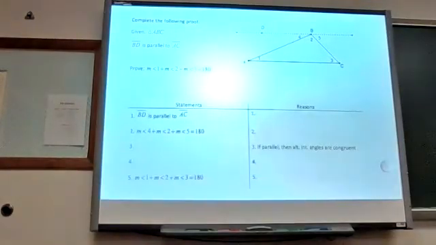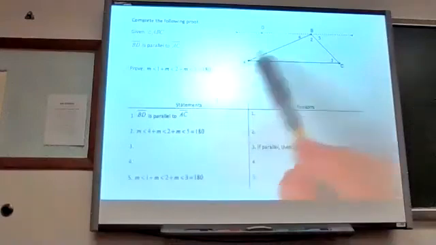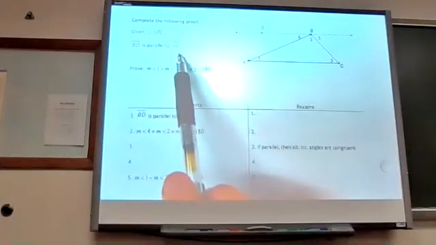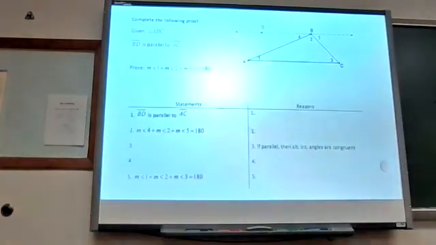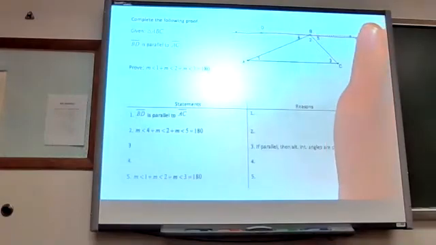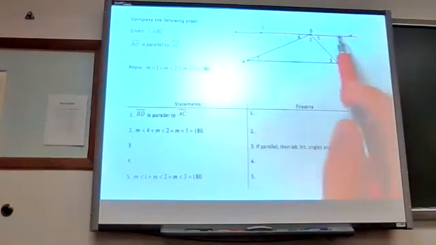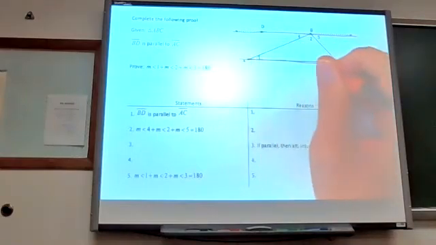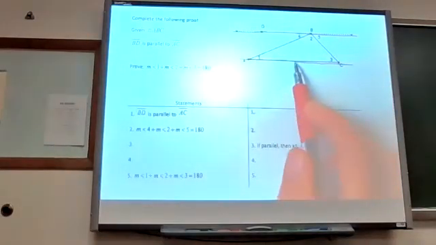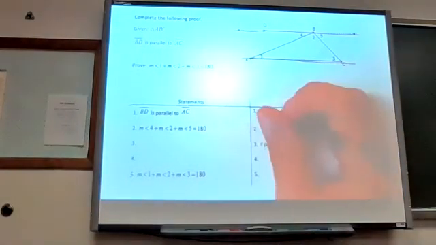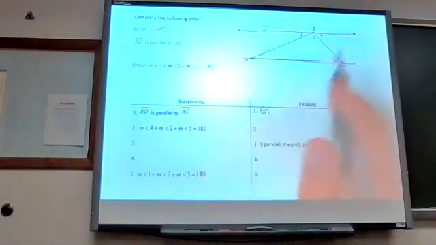Okay, so we're given this proof. It says given this triangle ABC, and it says BD is parallel to AC. So BD is what we call an auxiliary line. So this line is not a part of this triangle. They drew it in to show here's a line that's parallel to this side of my triangle. Okay, that's our first statement down here. So this should just be given.